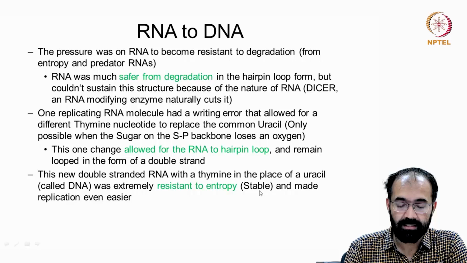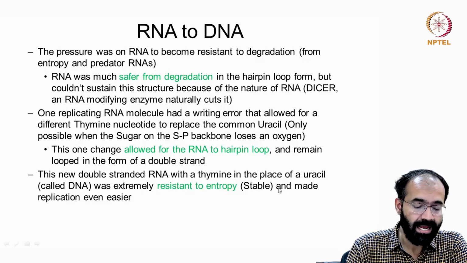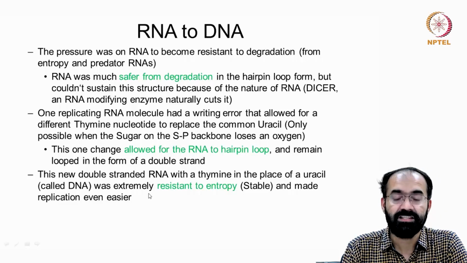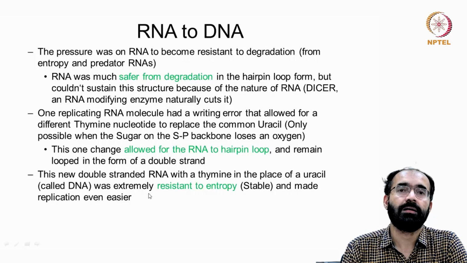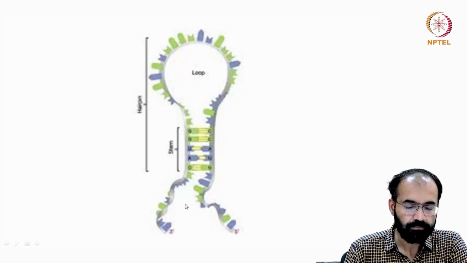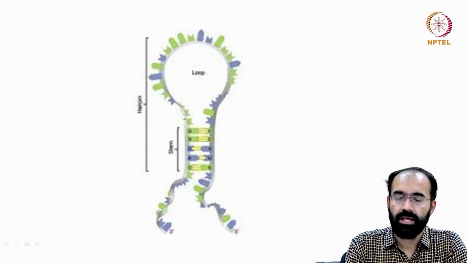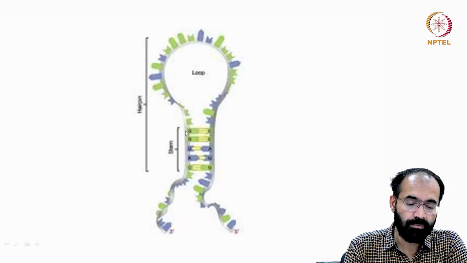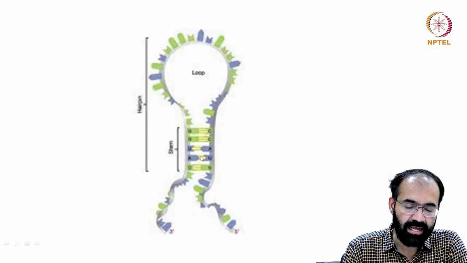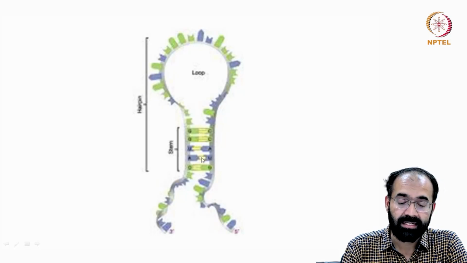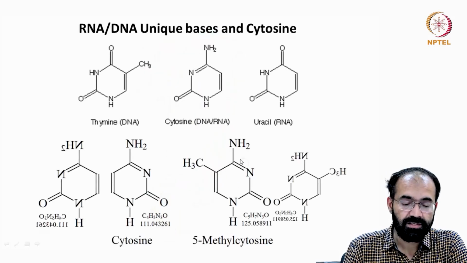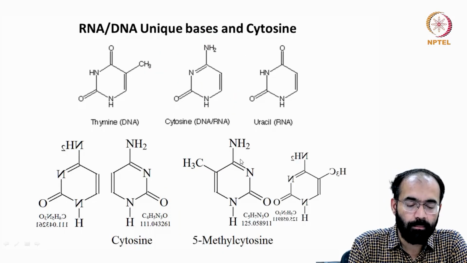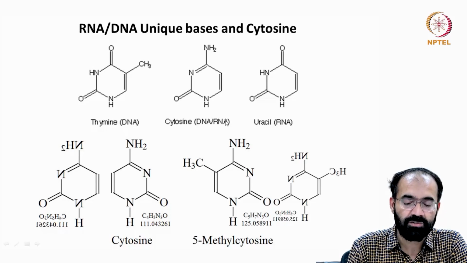Resistance to entropy means increasing the stability, and it made the replication even easier, because if a molecule is stable, then it can undergo replication much more easily. So this is a crude structure of a stem loop RNA molecule, and in the place where A has to pair with U, if it is changed into a T, then it has a higher chance of survival. Now let us look into the molecular structure of thymine, cytosine and uracil.